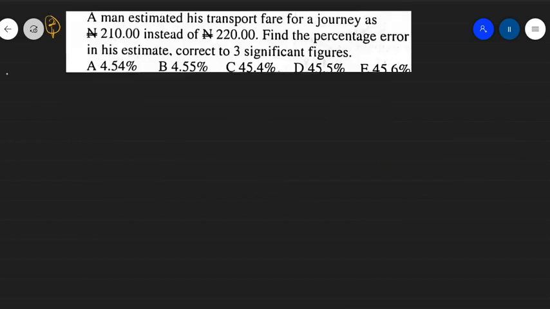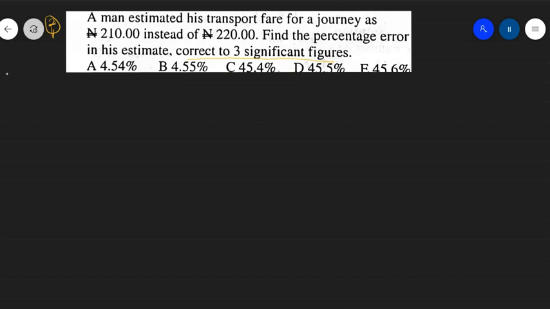It says a man estimated his transport fare for a journey as 210 instead of 220. Find the percentage error in his estimate correct to 3 significant figures. Please take note of that, because what this means is that whatever I get, I need to ensure that it doesn't exceed 3 significant figures. You notice that it's an objective question. You're going to have a lot of options that may negate this significant figure, so you should be very careful of that.